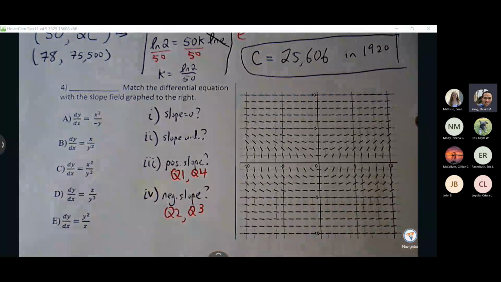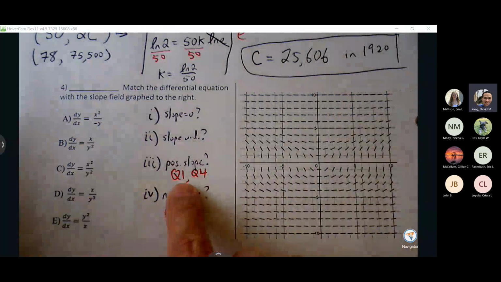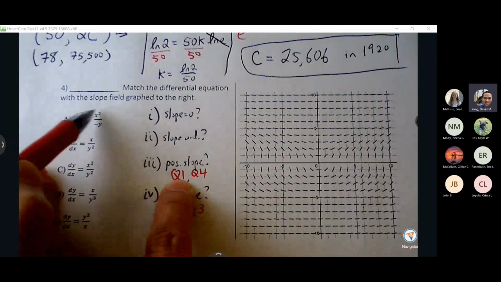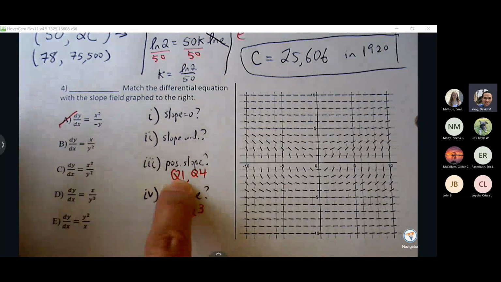So I can just eliminate some of the wrong ones that I see, right? So if I imagine, if I plug in 1, 1, I should be getting a positive number. There's no way that this will give me a positive number in return. So this is out.